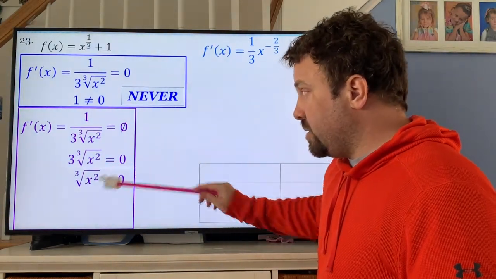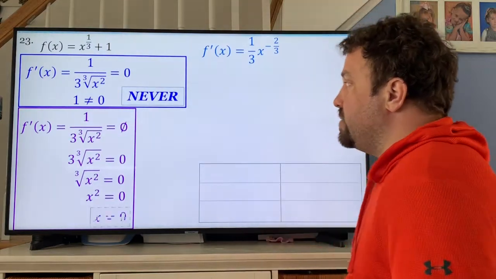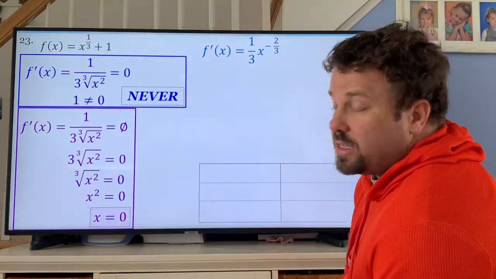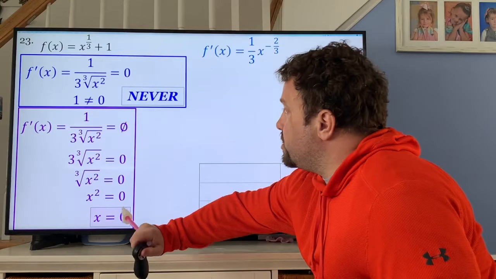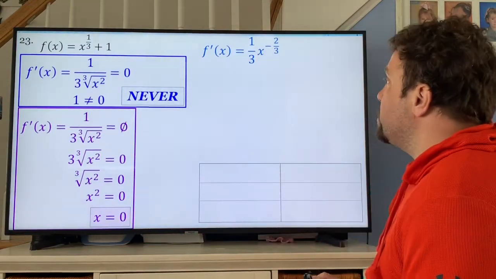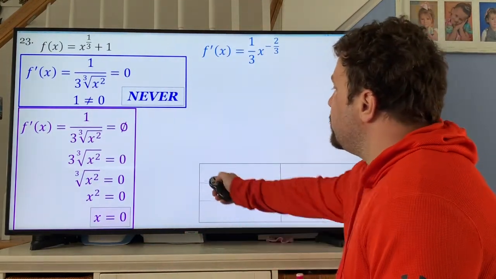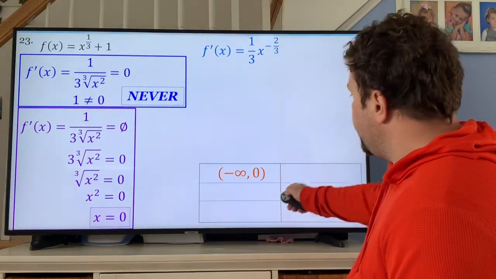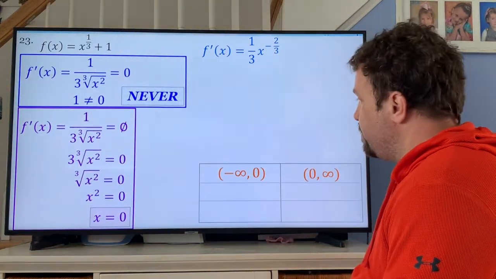Divide 0 by 3. Cube 0, 0 cubed is 0, and take the square root of 0, which is 0. Obviously, you can do that in your head if you want, but your answer is 0. So that is going to be your critical number. That means you're going from negative infinity to 0 and from 0 to infinity.